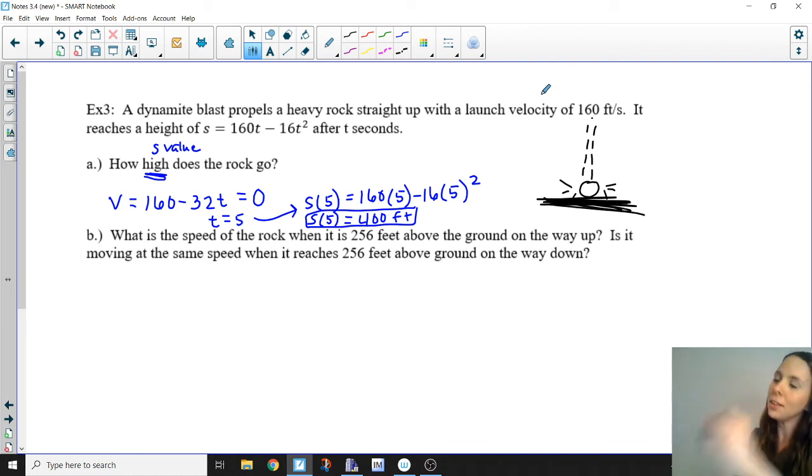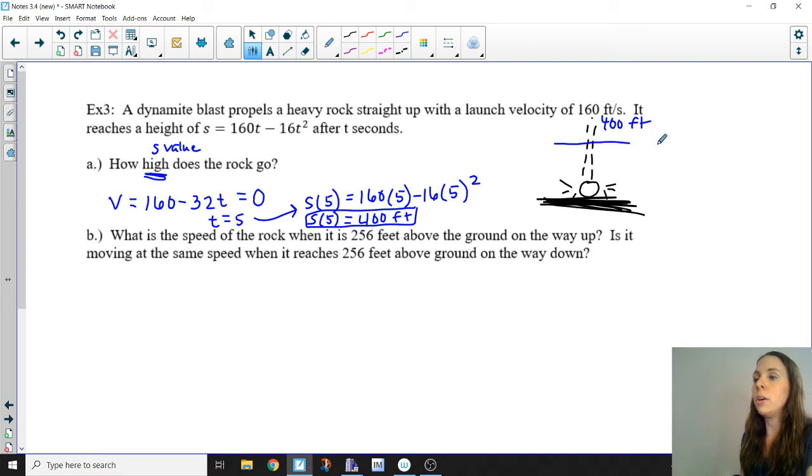I'm going to leave it on there for a minute, though, because I want to label that the highest point is 400, because then what you're being asked in Part B will make sense. Part B: what is the speed of the rock when it is 256 feet above the ground on the way up? Is it moving at the same speed when it reaches 256 feet above ground on the way down? Since we know that the highest point the rock reaches is 400 feet, we definitely know that it reaches 256 feet on the way up at some point, and it's going to pass that level again, let's say right here on the way down. So this is our 256-foot marker, and we're going to find the time that it hits right here and here. But then we'll use that to find the speed.